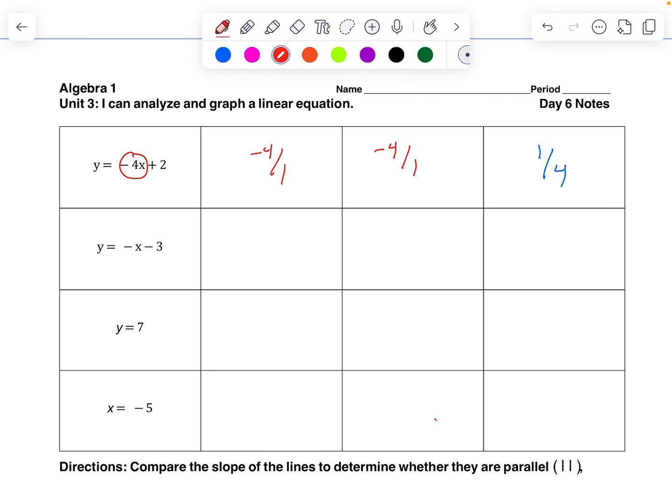All right, continuing on. My current slope, negative 1 over 1. A parallel slope to that stays negative 1 over 1.